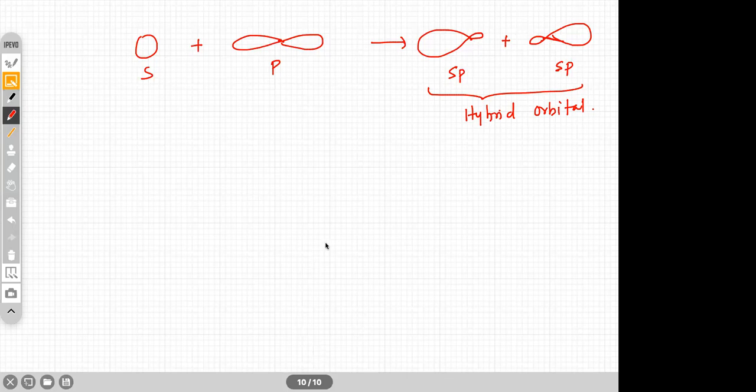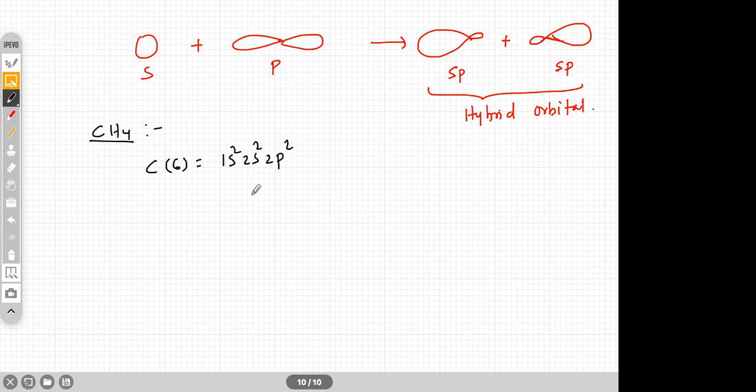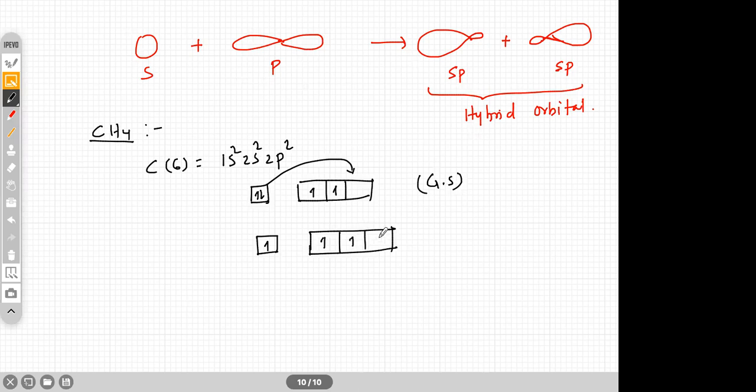Okay, now based on this concept, you see how they explain the bonding in the CH4 molecule. Carbon has 6 electrons: 1s2, 2s2, 2p2. 2s has 2 electrons and 2p has 2 electrons. This is the ground state. In the excited state, this electron jumps over here and it converts into 2s1 2p3. It is the excited state.